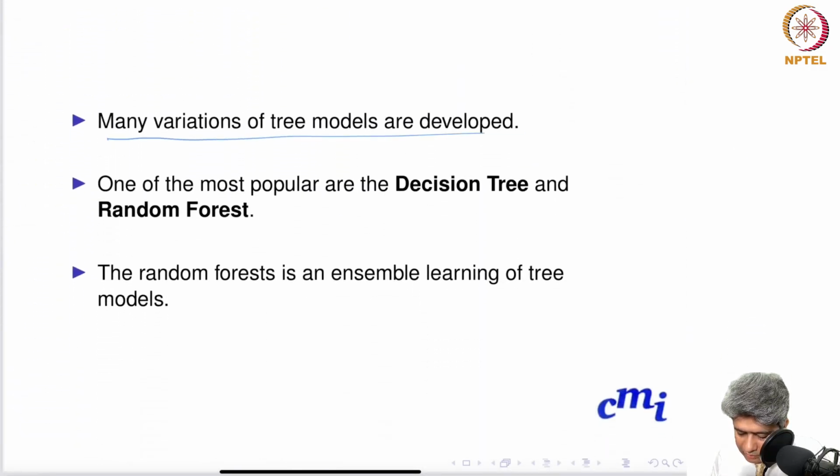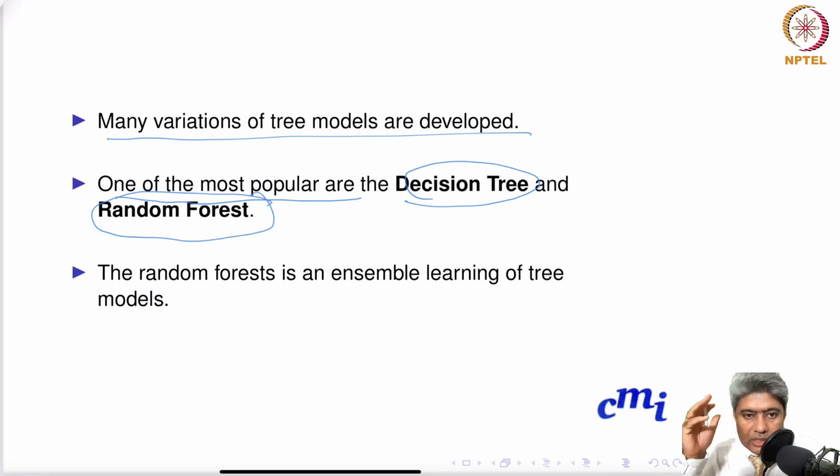So many variations of the tree models have been developed. One of the popular models is decision tree and random forest. Now you might be a little bit confused, because typically in the machine learning literature, decision tree or random forest are developed for classification problems. Yes, you are right. Decision tree and random forest are generally developed for classification, binary classification or multi-class classification problems. But interestingly, decision tree and random forest can also be applied for regression as well.